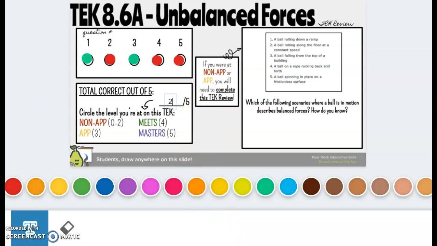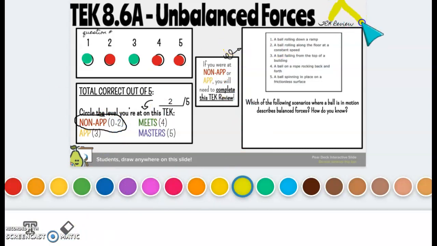So let's say I got 2. Then we'll see which level I'm at for this TEK. If I got 2, I would be at non-approaches. So you can make a little star here at the top because I know I'll need to come back to do this TEK review.